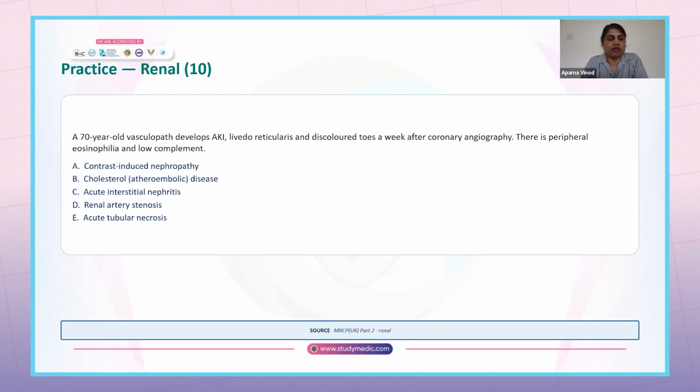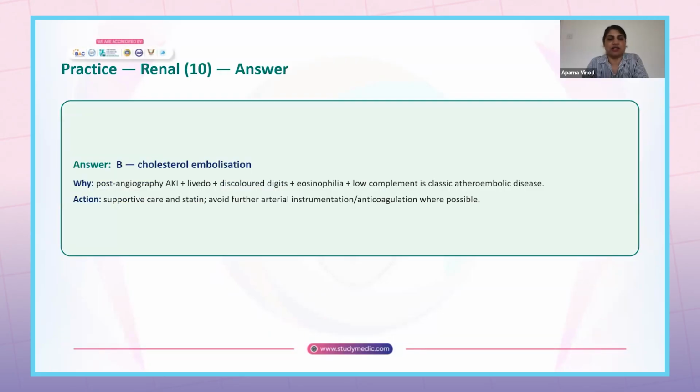We can strike off acute interstitial nephritis here because there is no history of any new drug or PPI in particular. And there is peripheral eosinophilia, there is low complement and discolored toes with livedo reticularis. All these are typical presentation of cholesterol embolization.